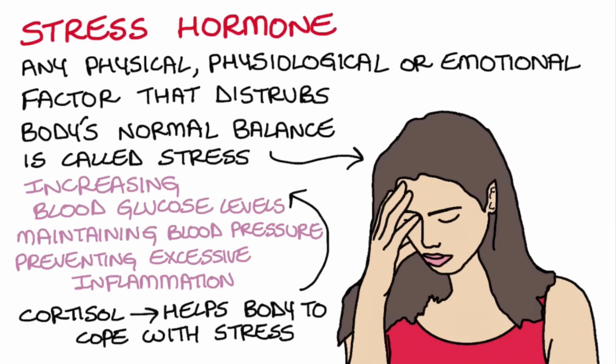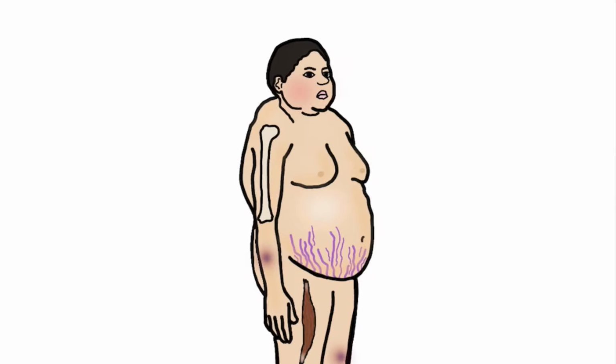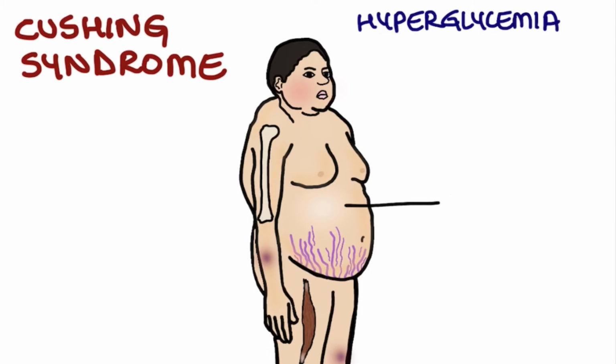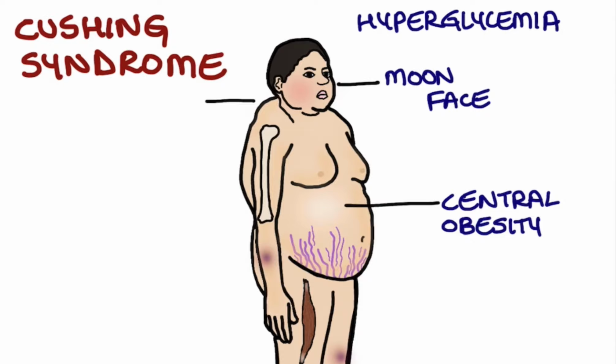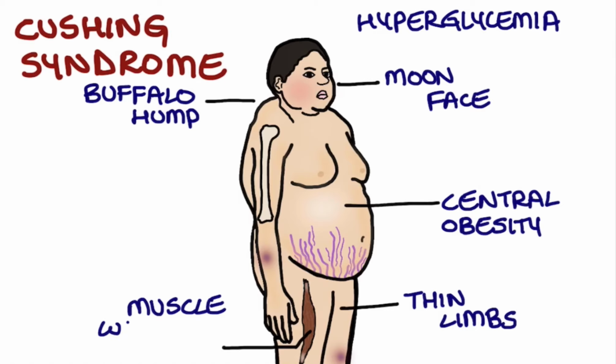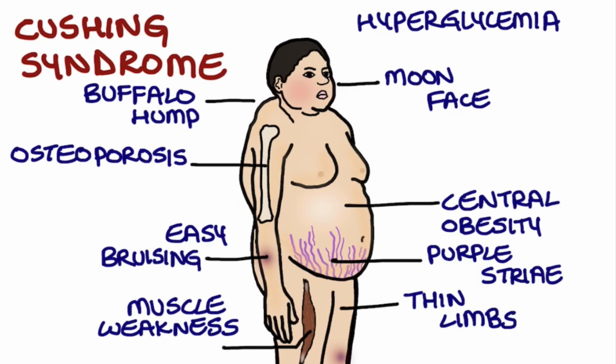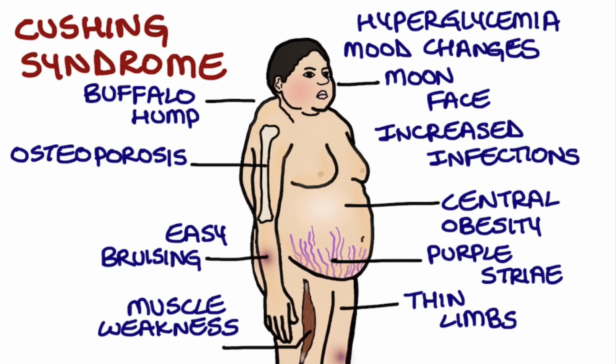But what happens if cortisol becomes excessive? Well, this results in a condition called Cushing syndrome. The clinical features seen in Cushing syndrome are hyperglycemia, central obesity, moon face, buffalo hump, thin limbs, muscle weakness, purple striae, easy bruising, osteoporosis, increased infections, and mood changes. We will discuss Cushing syndrome in detail in another video. And that wraps up a high yield overview of cortisol.